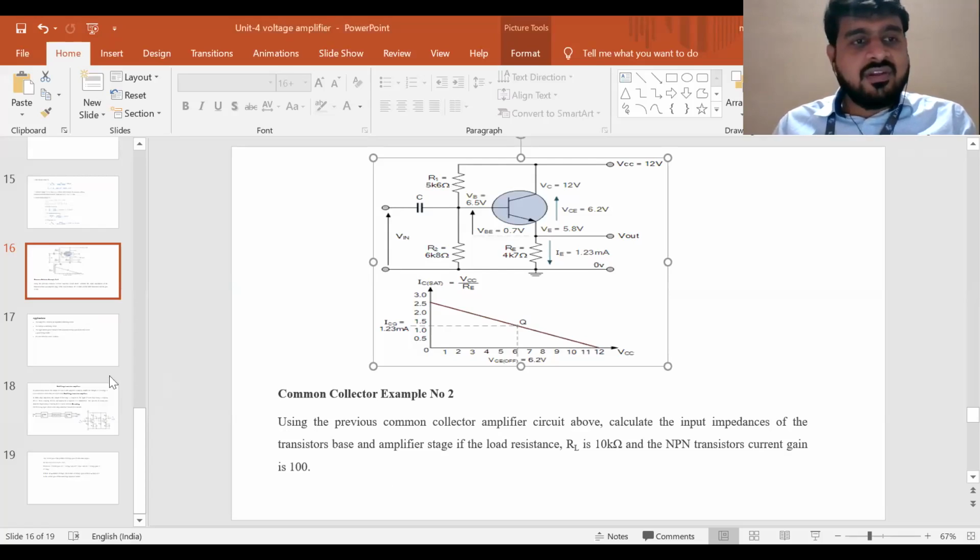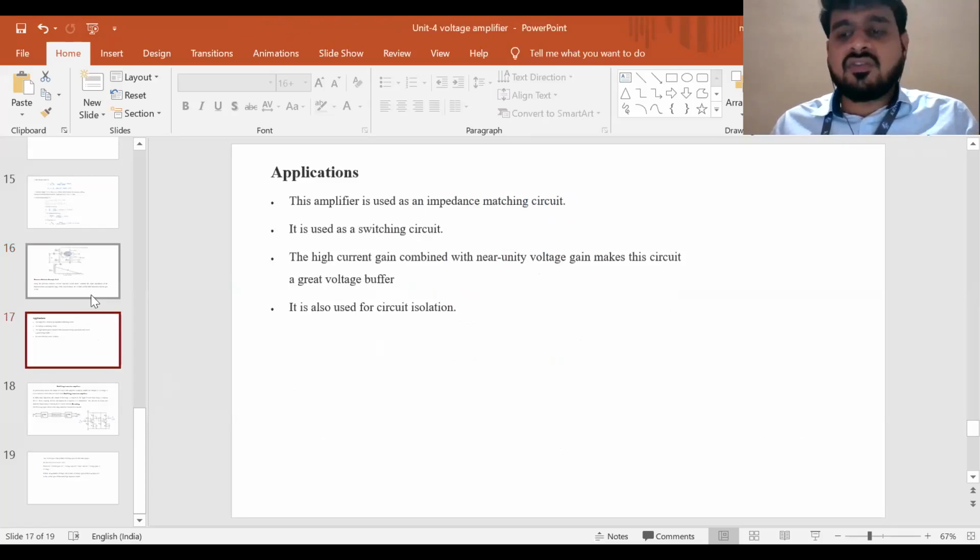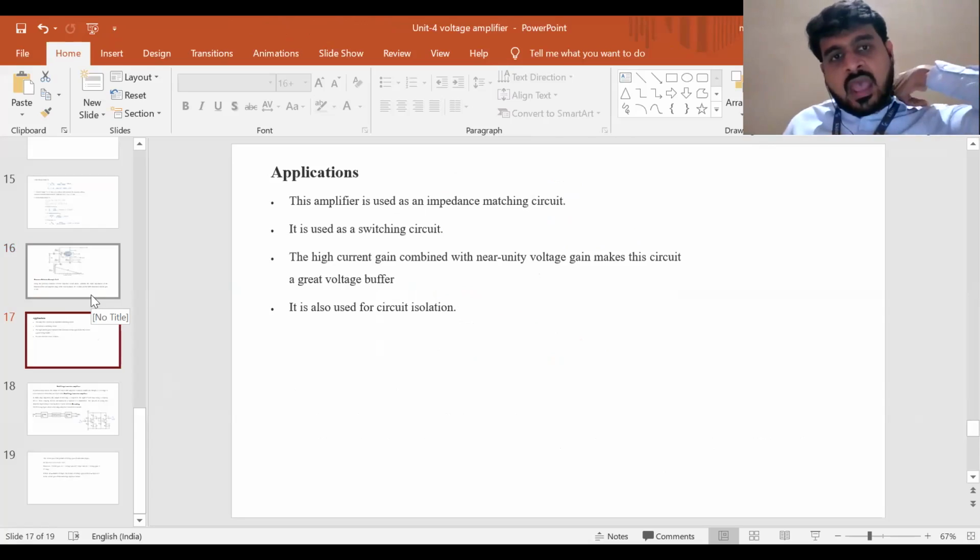Next we will move to the applications of the CC amplifier. This amplifier is used for impedance matching circuits. It is used as a switching circuit, with high current gain combined with near unity voltage gain, and it is also used for circuit isolation.